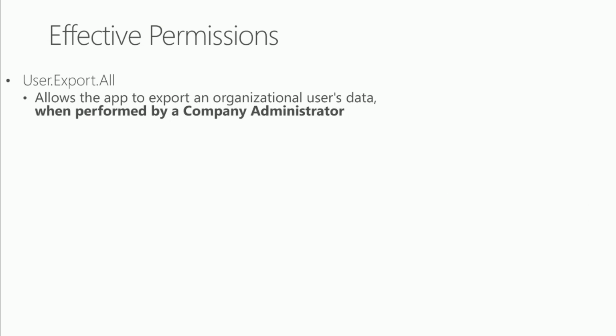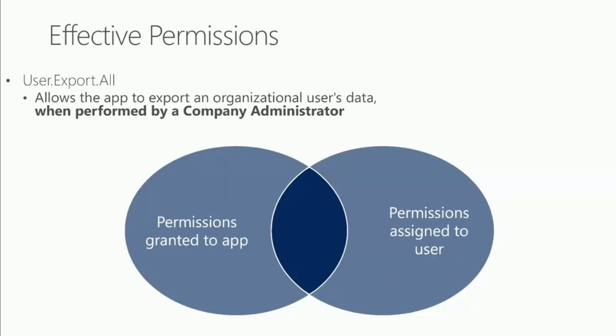Here's an interesting scope we have in the Microsoft Graph API, user.export.all. We declare right here in its description that it only works if the user who's executing this happens to be a company administrator. So I might write an application that says, well, I have this export functionality, so if you click on this button, I'll go ahead and export it for you. But if the current user isn't a company administrator, the operation will fail. That's really just an example of an effective permission.